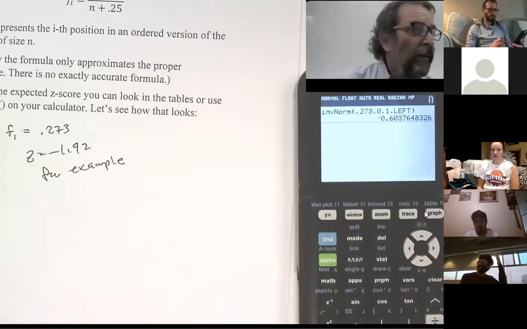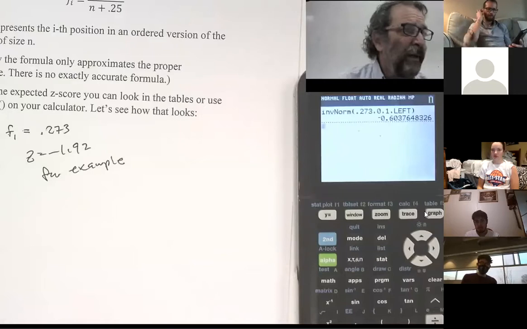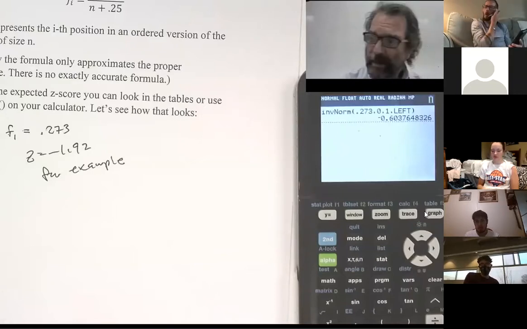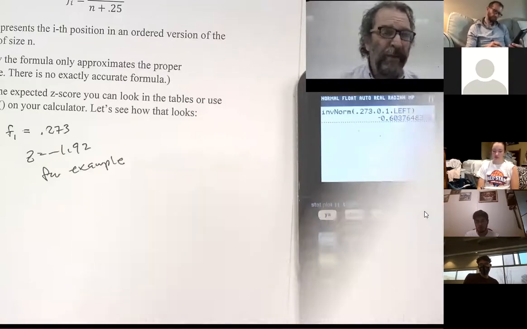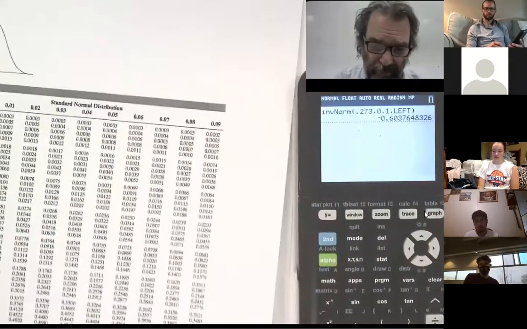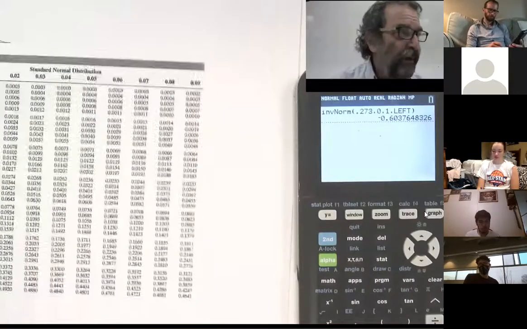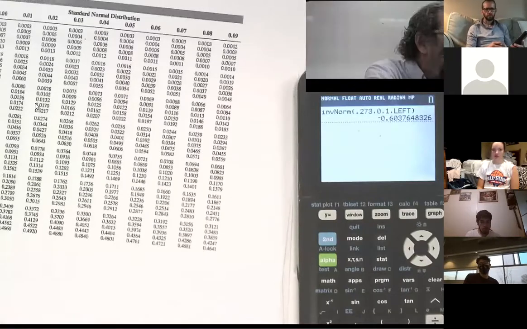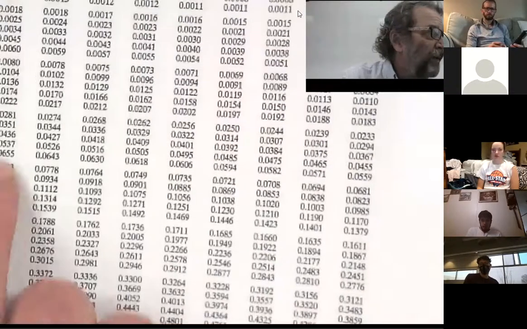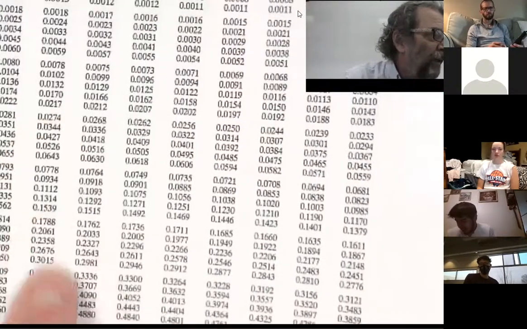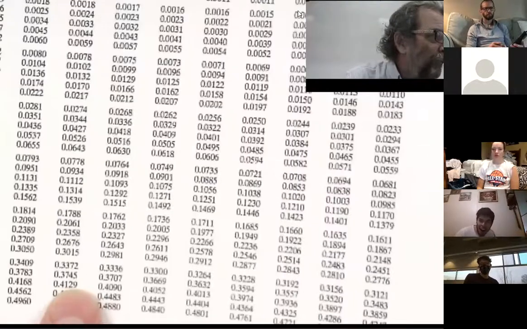I had 1.92 for 273. I must have been looking in the wrong place. Let's go back. Now I'm annoyed. It says negative 0.6. Okay. It was 273. I did 0.273. Ha, ha, ha. This goes to show you. I did 0.273. I want 0.0273. I got to keep going until I hit the two sevens.